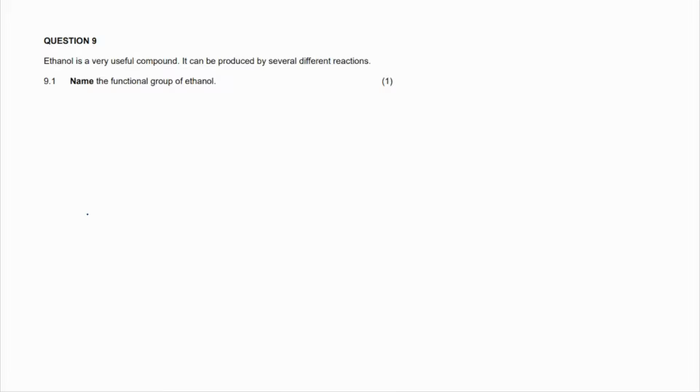Question 9. Ethanol is a very useful compound. It's a universal solvent, so things that are polar can dissolve in it, and things that are non-polar can dissolve in it. That's one of the reasons. It can be produced by several different reactions. Name the functional group of ethanol.